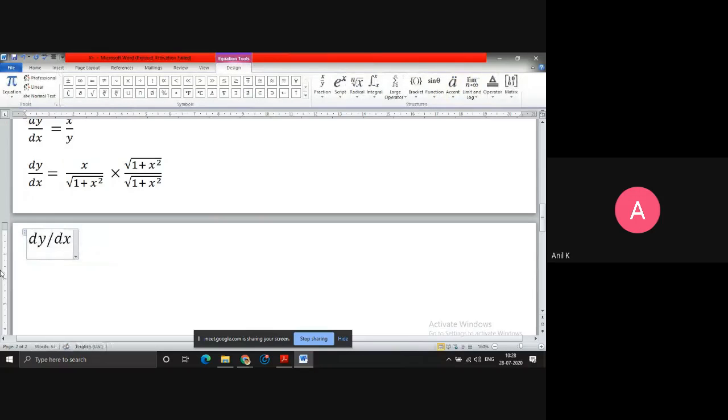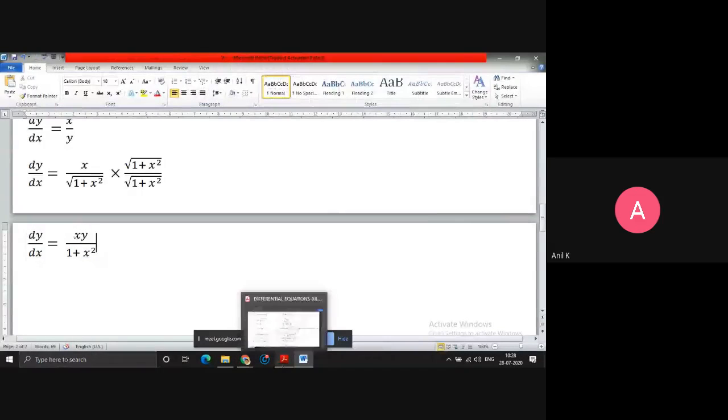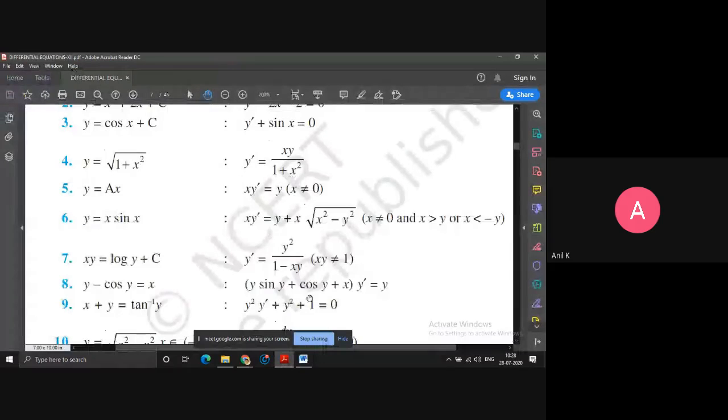If you see, dy upon dx is equal to, if I multiply, in the numerator will come x into under root 1 plus x squared. So that is nothing but x into y, upon the denominator, which is under root theta into under root theta, which will be theta only, which is just 1 plus x squared. Okay, so this is what they asked to prove. Prove that dy by dx equals xy upon 1 plus x squared.